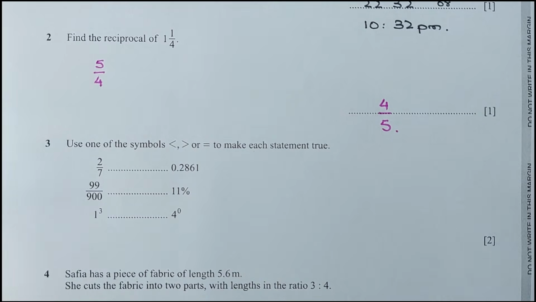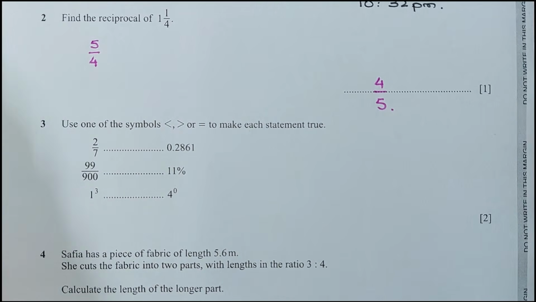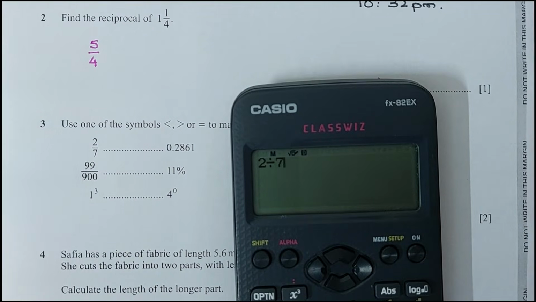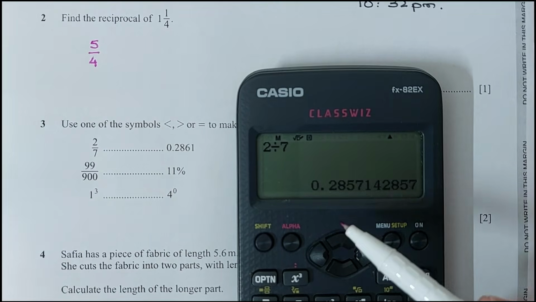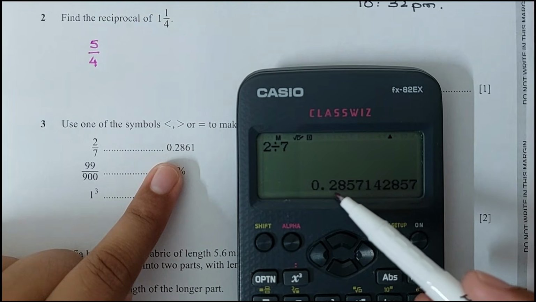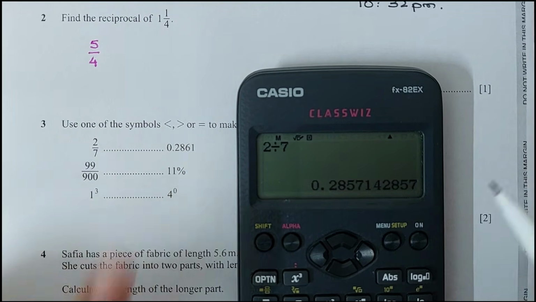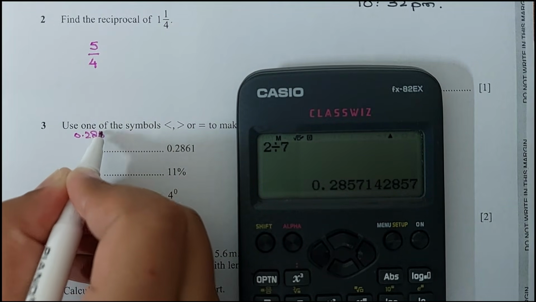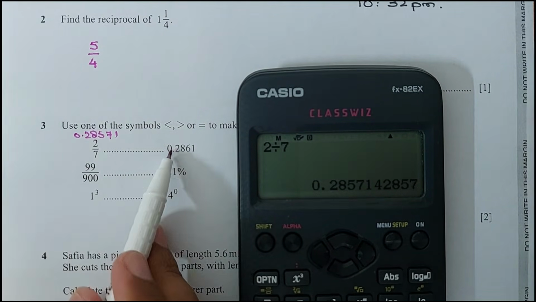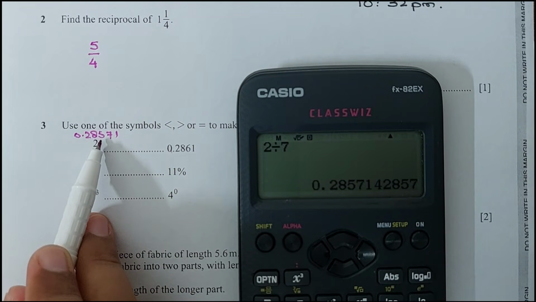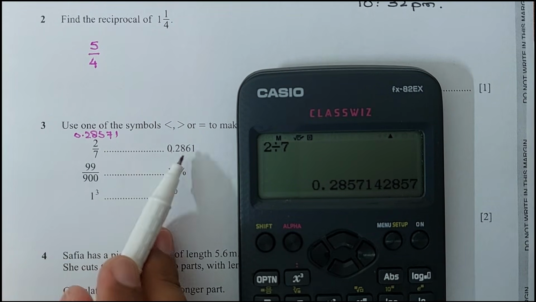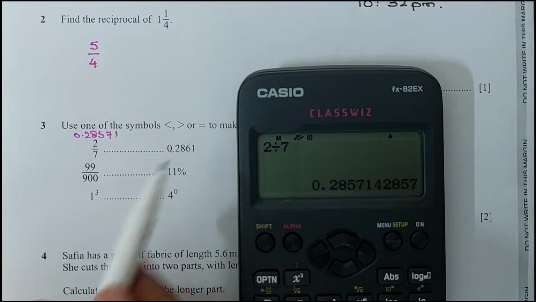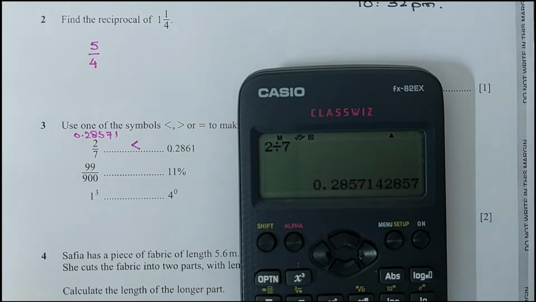All right, so we can use a calculator again. So what is 2 by 7? 2 by 7 in decimal form is 0.28571. This is 0.28, okay, 5, 7 and 6, 1. So 5 is less than 6, right?